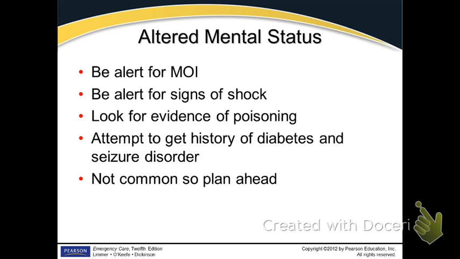When you are looking at altered mental status in a child, try to figure out what caused it. Look for signs of shock. There's a good chance that this is a poisoning issue. Poisoning, seizure-related disorder, respiratory to some degree. If you're seeing altered mental status in a kid, you want to be looking really on the lookout for these things.